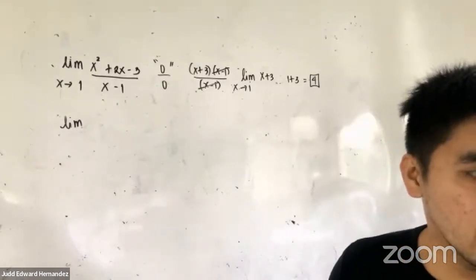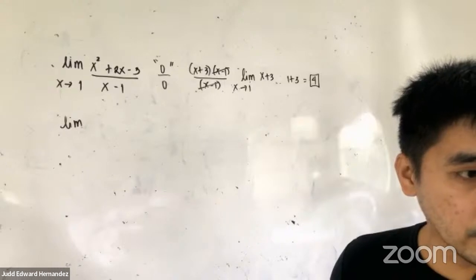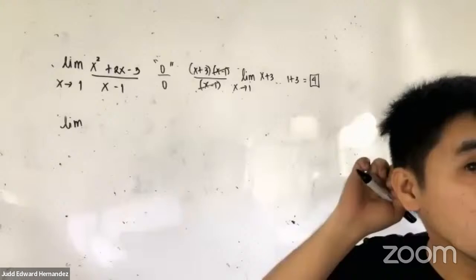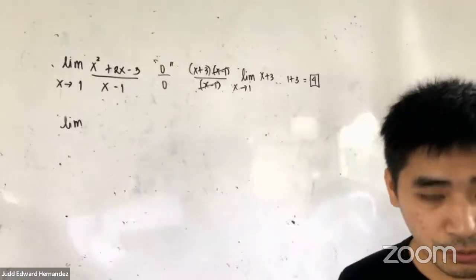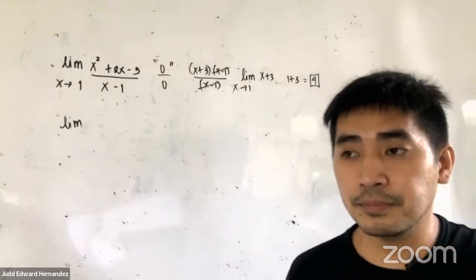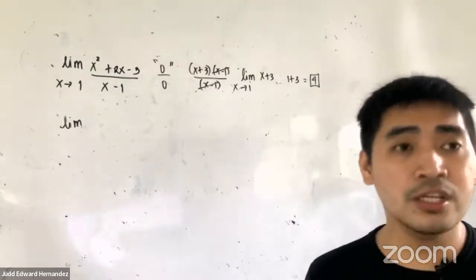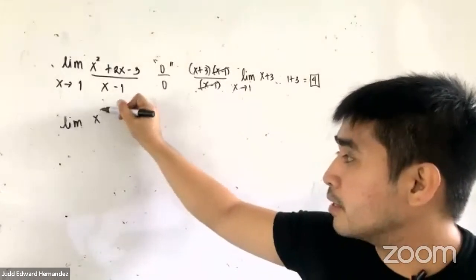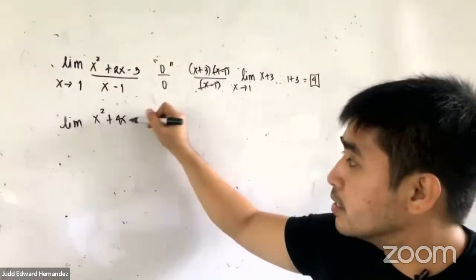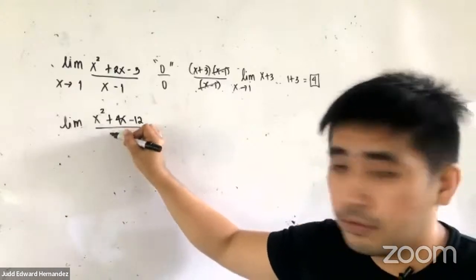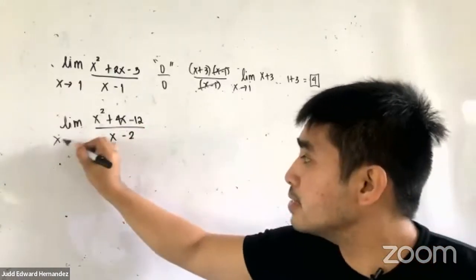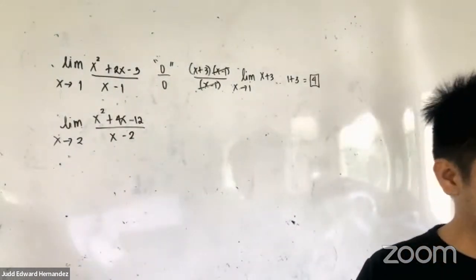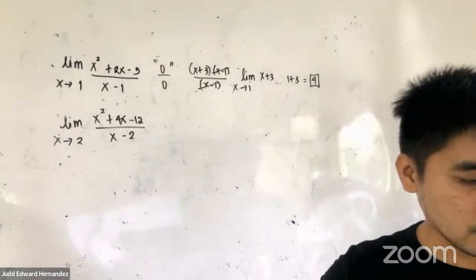Okay, so once we're able to identify whether it is determinate or indeterminate, that's the time that we need to look for another solution, another process or another method in which it will satisfy our given limit. So let's try another. The limit of x squared plus 4x minus 12 all over x minus 2 as x approaches 2. Okay? So I'm giving you 1 minute to analyze and try to solve it.